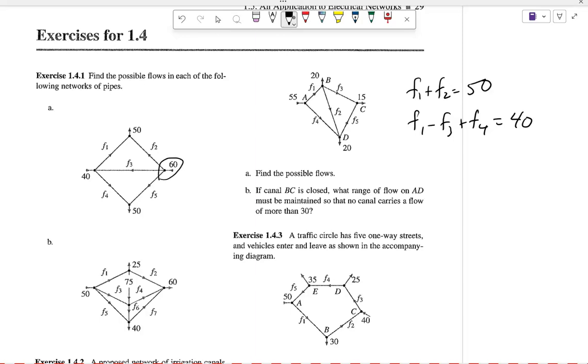What about this node right here over on the right? 60. Okay, 60 is going in. Yep, F2, F3, F5 are leaving, so what equation would you have? So I wouldn't use the minuses. So F2 plus F3 plus F5. So that's the out has to equal the in. Yep. We did the minus F3 because we would have subtracted it to the other side. Yep. And then finally, using the last one down here, what equation do you get?